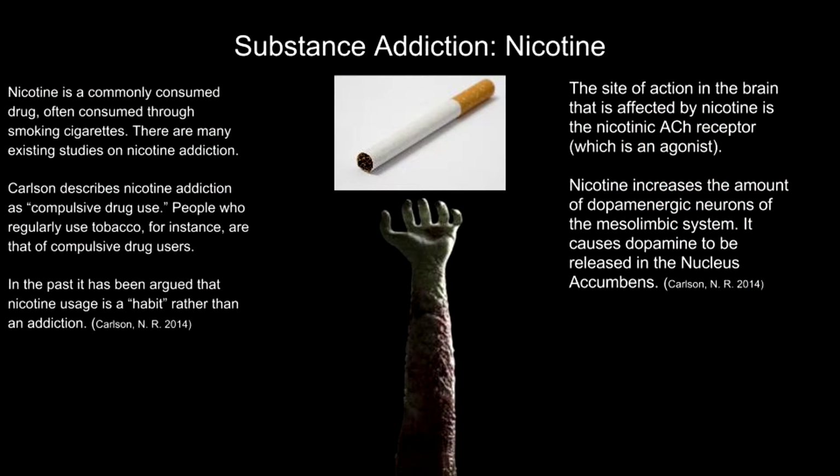Nicotine is a commonly consumed drug, often consumed through smoking cigarettes. There are many existing studies on nicotine addiction. Carlson describes nicotine addiction as compulsive drug use. People who regularly use tobacco, for instance, are compulsive drug users. The site of action in the brain that is affected by nicotine is the nicotinic ACh receptor, which is an agonist. Nicotine increases the amount of dopaminergic neurons of the mesolimbic system. It causes dopamine to be released in the nucleus accumbens.